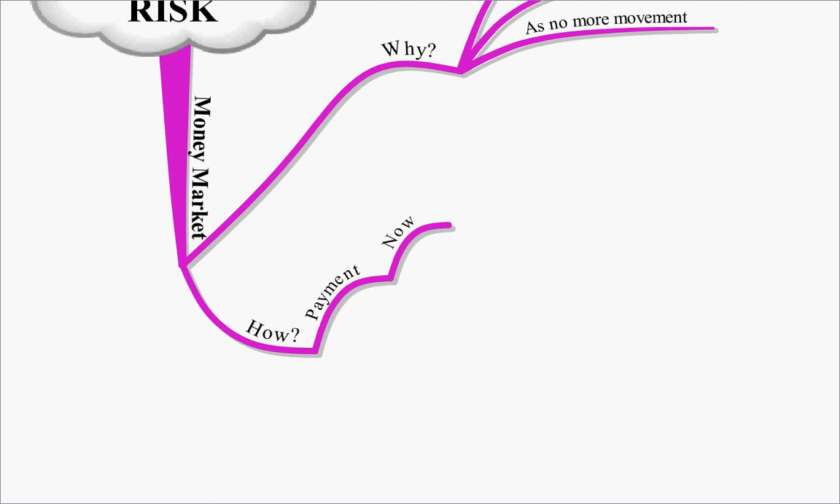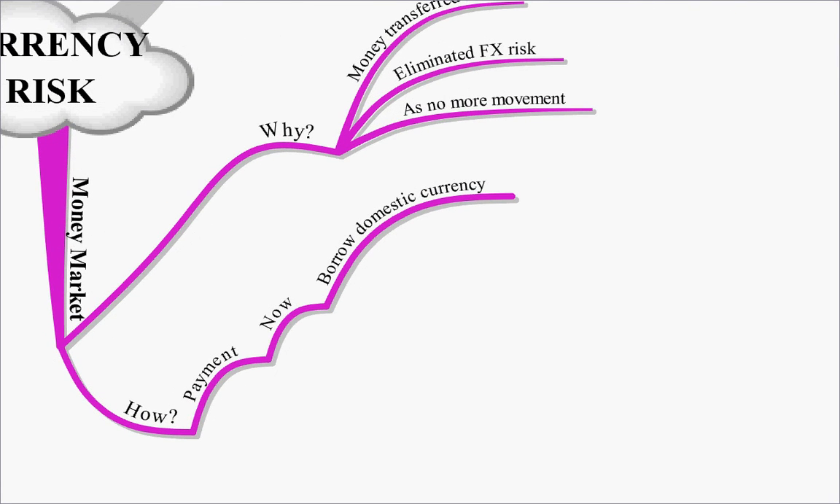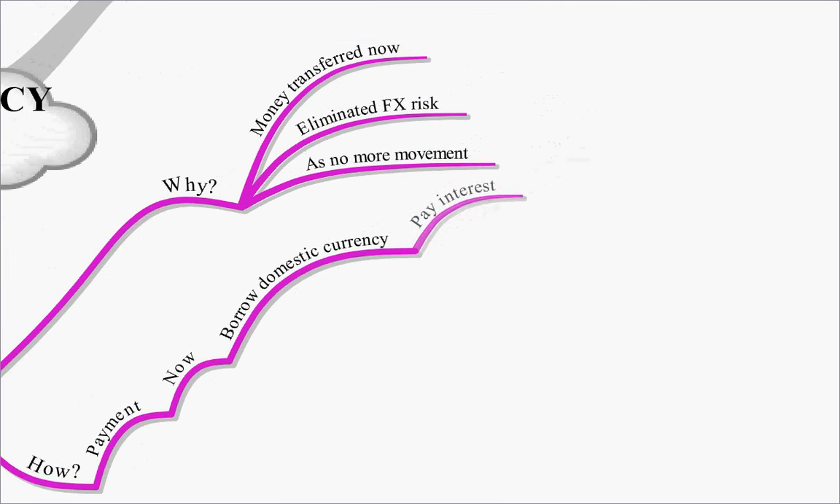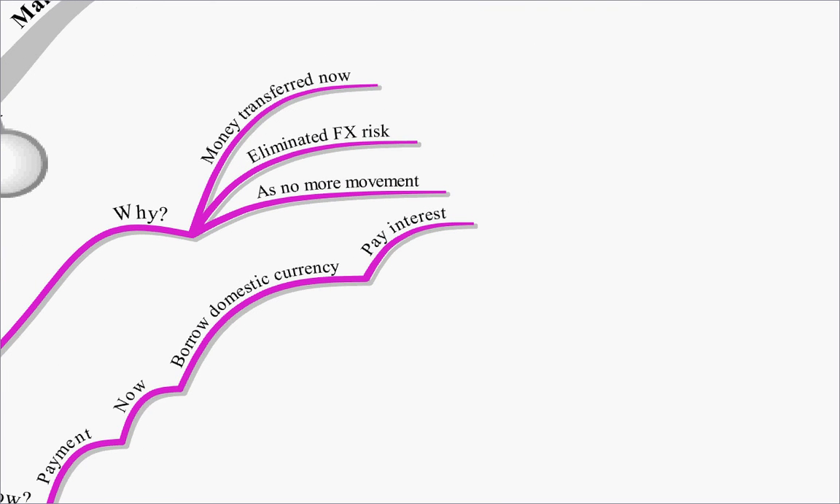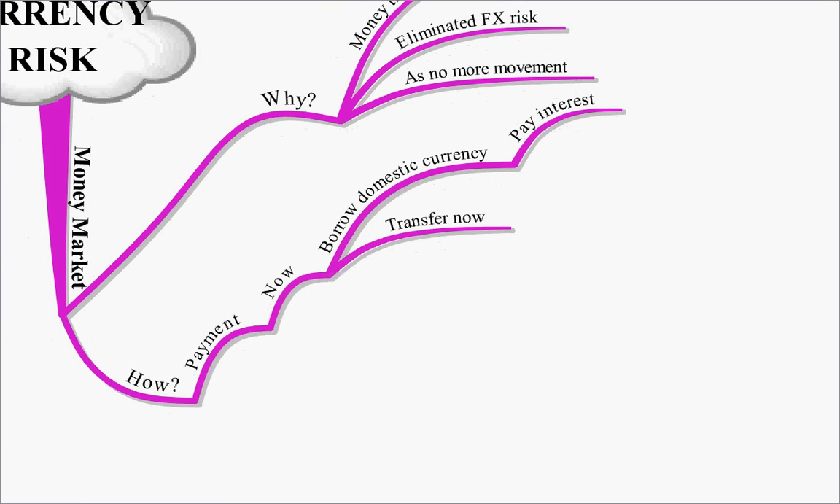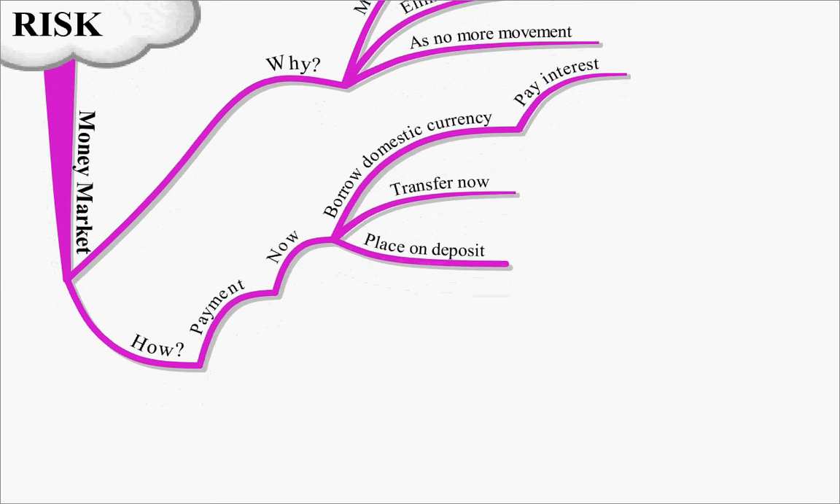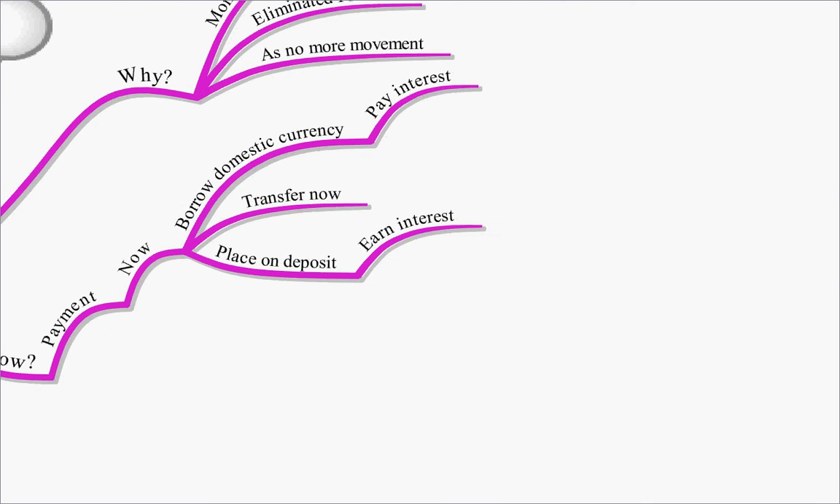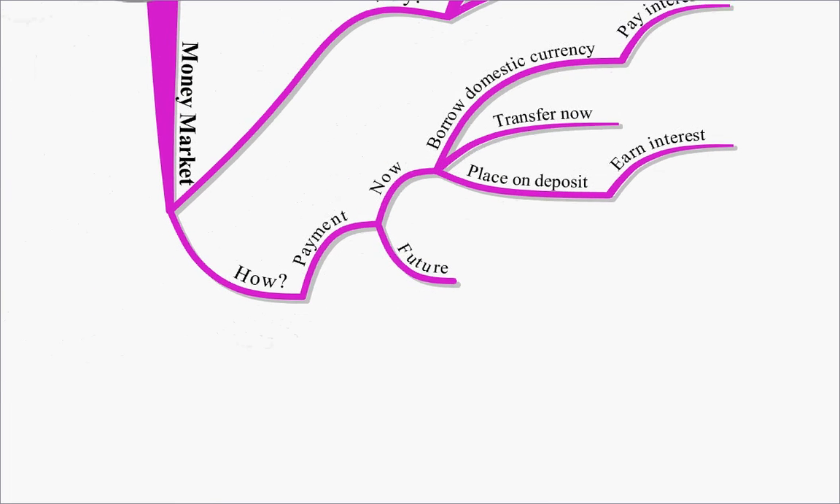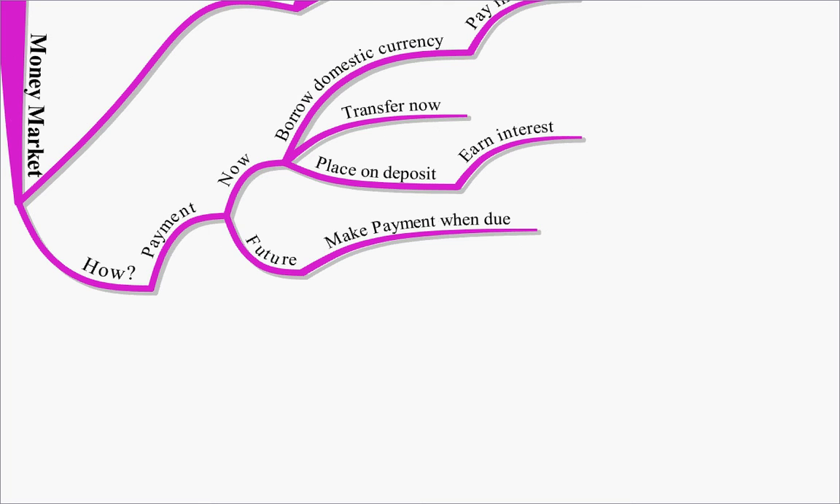So now, what would we do now? We would borrow the domestic currency at home and pay the interest on it. So we've borrowed the amount at home that we need to pay across. We transfer it now out to the foreign country. We place it on deposit in the foreign country where it earns interest. And then in the future, when the payment becomes due, we make the payment.